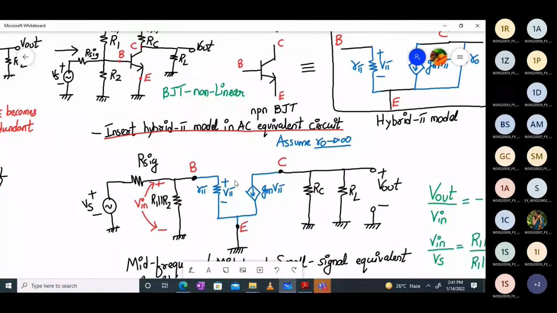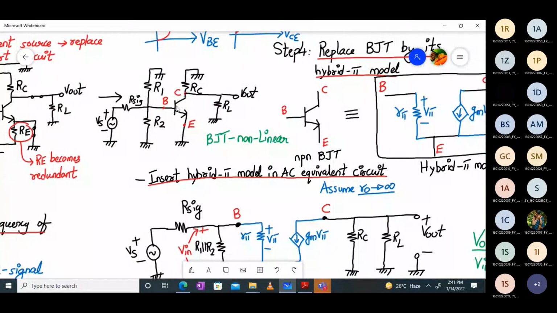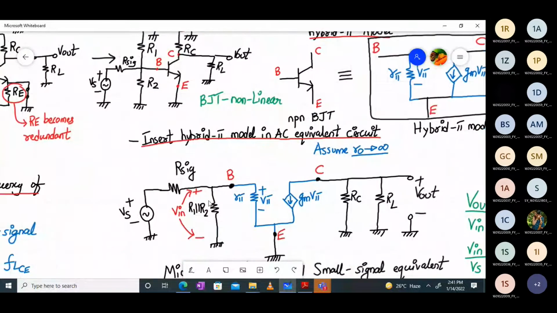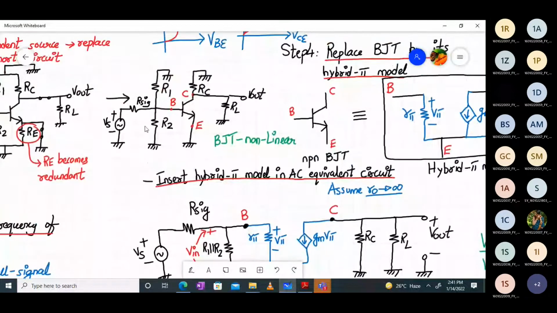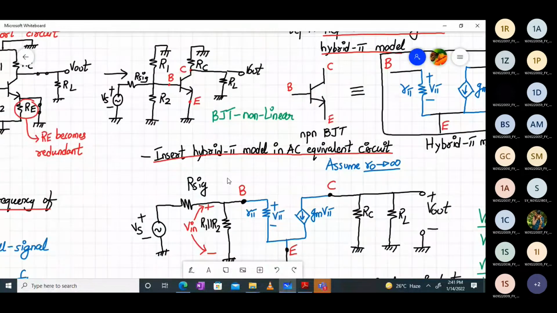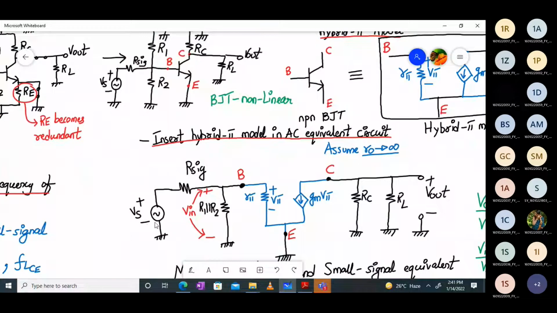So R pi, and the voltage across this will be V pi. Then we have a gm V pi current source, right? Then at the base terminal, what do we have? We have resistors R1 and R2 in parallel. So that is what we have drawn over here, R1 and R2 in parallel. Then in series, we have a resistance R6 and an AC source.